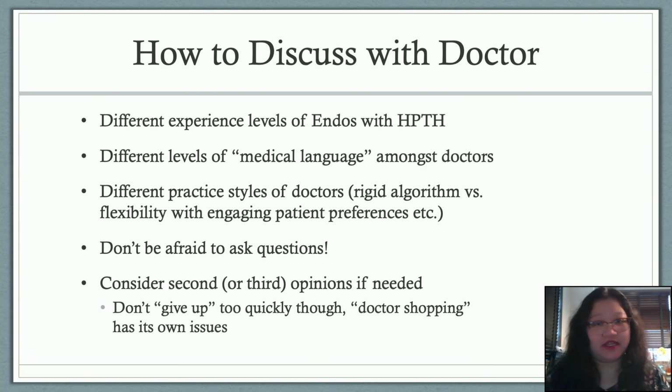And then to me, the biggest thing is, are they rigid algorithm type people, or are they going to be more flexible in working with you, considering you know your body the best? Your body's constantly in flux with living with hypopara, and are they going to engage your patient preferences? Of course, I think this latter is the better way to go. Find a doctor who can work with you. Don't be afraid to ask questions. They shouldn't make you afraid to ask questions. You shouldn't feel that way in your appointment.